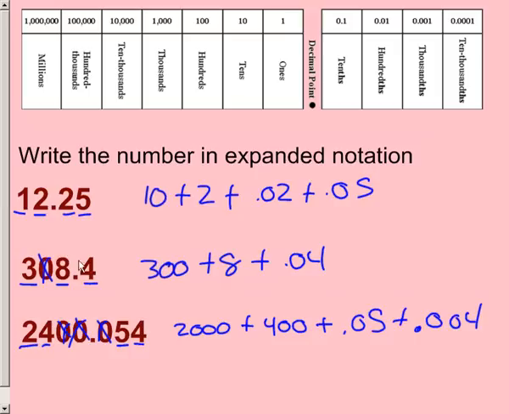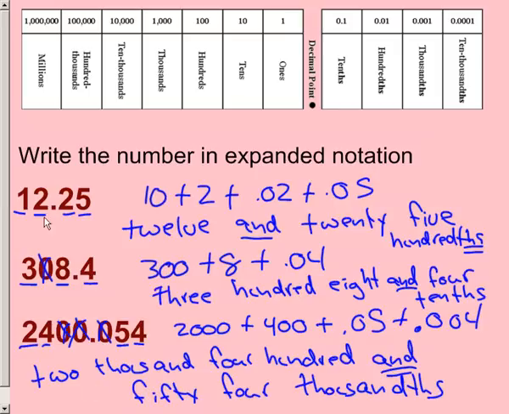Okay, now I'd like you to try to go ahead and write these in words. Pause the video and then unpause to see how you did. All right, so we have 12 and 25 hundredths. Make sure you have the TH. 308 and 4 tenths. Make sure you have the TH.